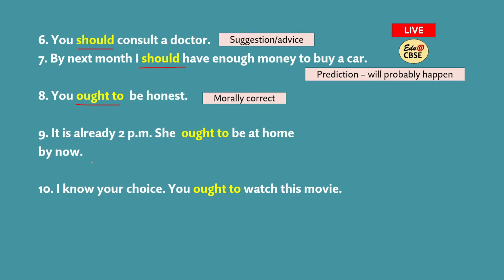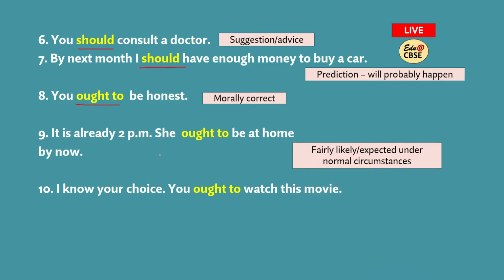Then question number 9, the sentence here is, it is already 2 p.m. She ought to be at home by now. In this case, what is ought to telling us? It means fairly likely or expected under normal circumstances. रोज ऐसा ही होता है. So ought to here is expected under normal circumstances. It is already 2 p.m. She ought to be at home by now. So, अब तक उसे घर होना चाहिए. If you use here, she should be at home by now, again it is not going to be wrong.